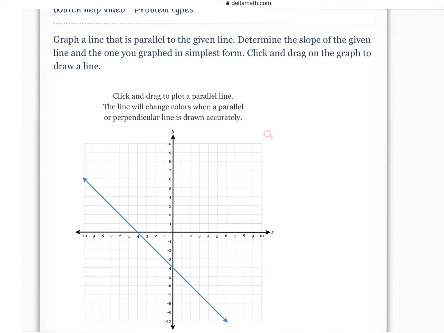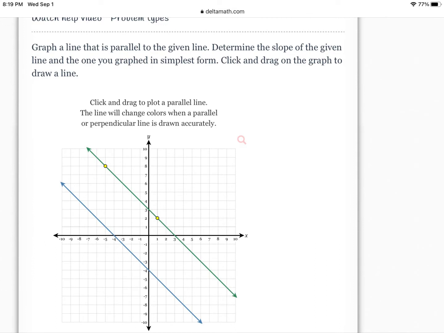So here's the initial problem. I want to take you to the next slide and show you what it would look like when you graph the line. So here's a line that's parallel. Now when you plot this line or drag and draw it, it'll make a solid green color once you know it is parallel.